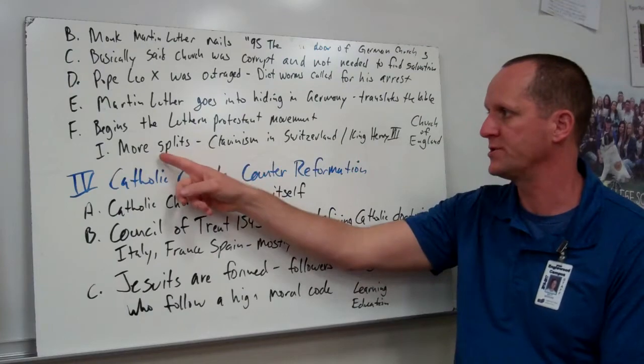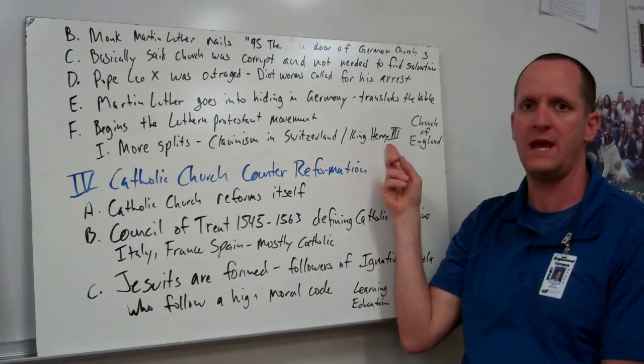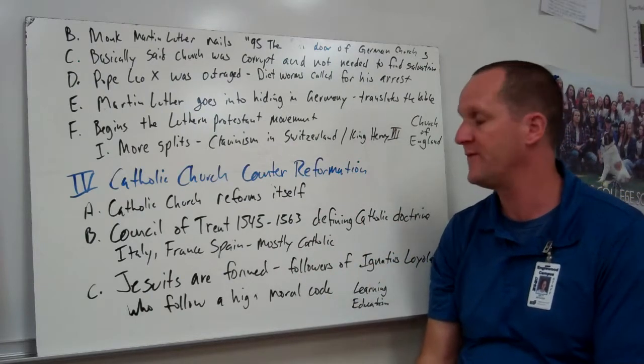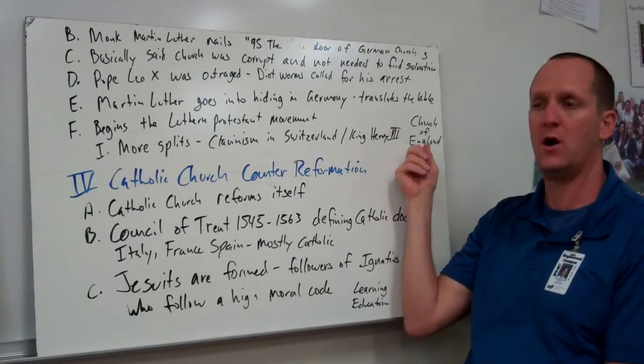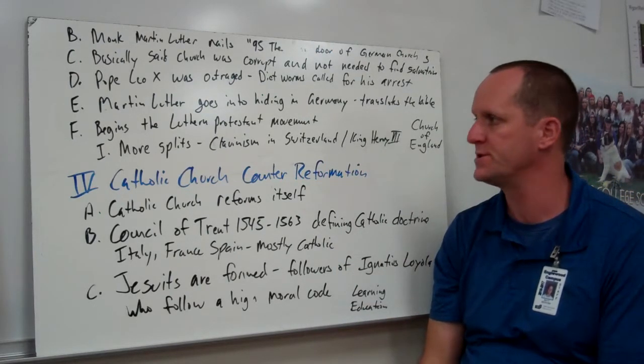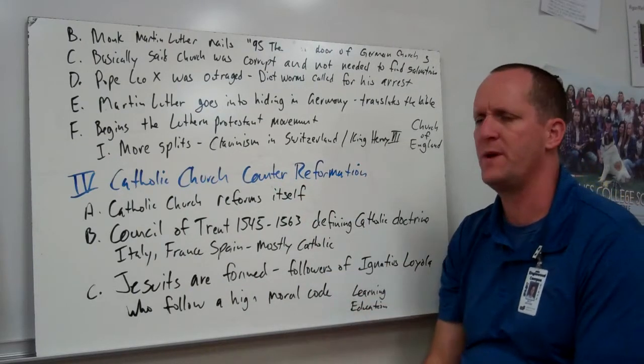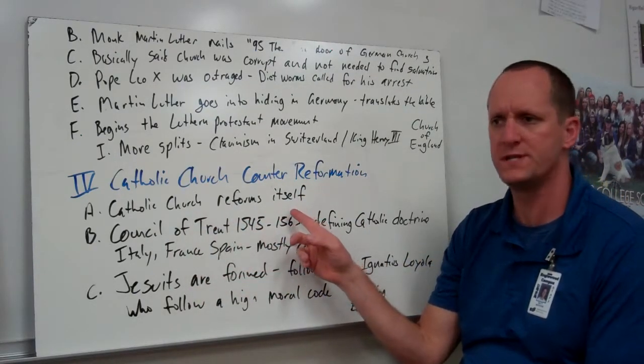Now, out of this also came more splits, like Calvinism in Switzerland. King Henry VIII wanted to divorce his wife. The Pope said no, so he creates his own Anglican church called the Church of England. So the Catholic Church has this Counter-Reformation, where the Catholic Church reforms itself.